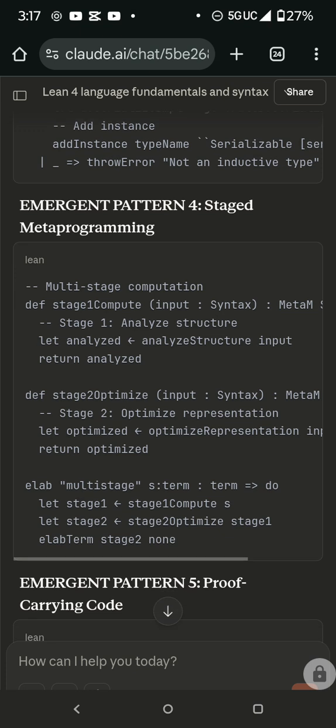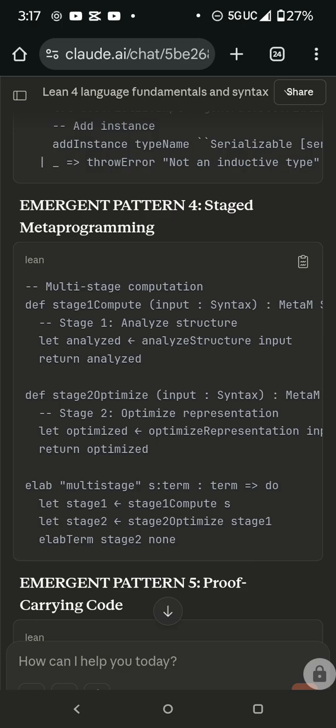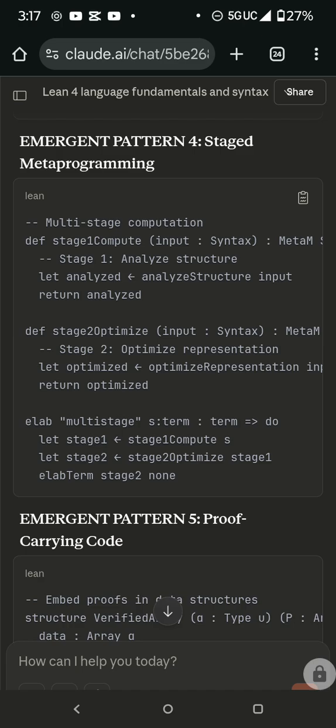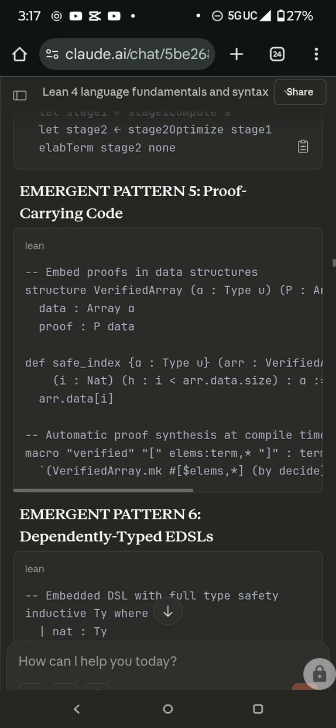It offers and suggests that is multi-stage computation, where you would define essentially a stage 1 compute like this, analyze structure, all that, and you make it return something or whatever. Define stage 2 optimize like this. Interesting. ELAB multi-stage as term and all this. You let these things be like that, and then it's like that. These could all have value.